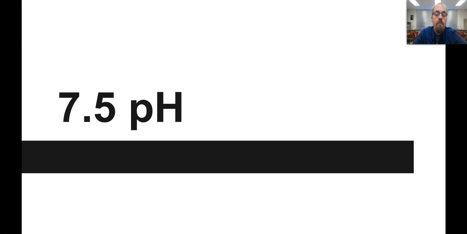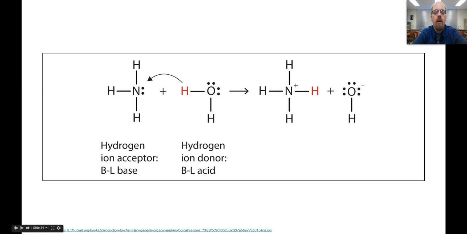In lesson 7.5, we're going to be talking about pH. To summarize what we already know about acids and bases, we've talked about one definition, the Bronsted-Lowry definition. According to the Bronsted-Lowry definition, an acid is anything that gives away a hydrogen ion, and a base is anything that accepts that hydrogen ion.